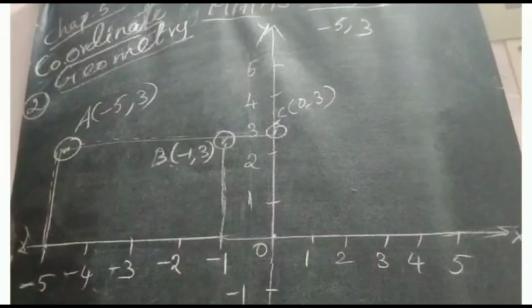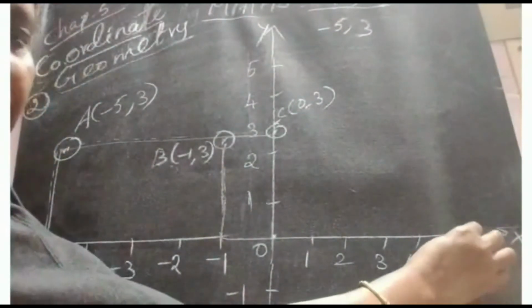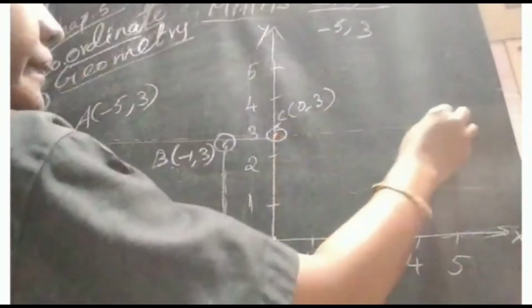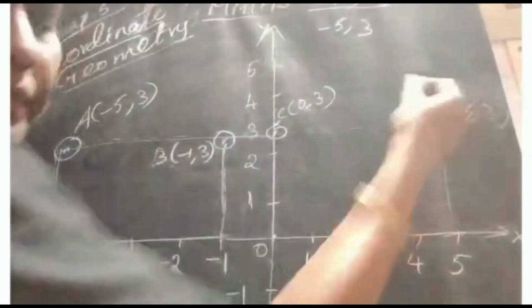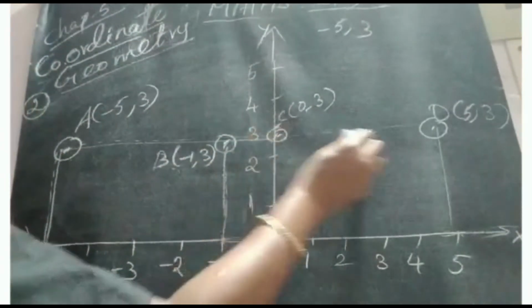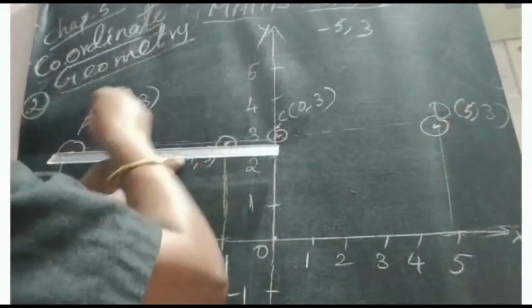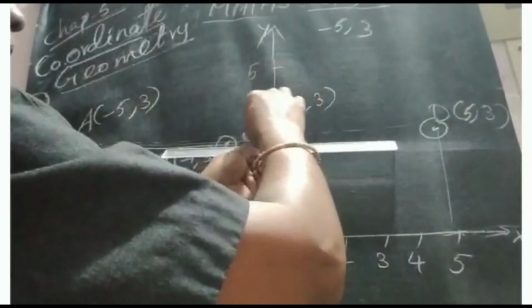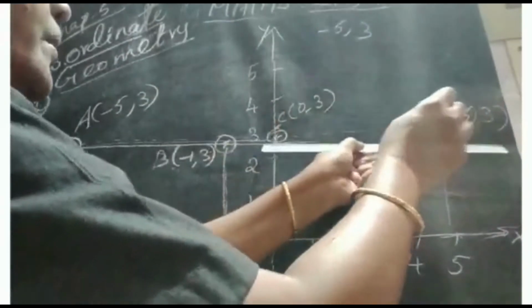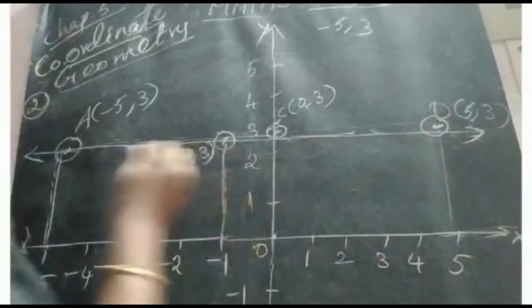Next one, point D, 5 comma 3. Where is it? Here in the x axis, plus 5 and 3. Here you can mark the point D, 5 comma 3. Now these are all the 4 points, point A, point B, point C, point D. By using your ruler you can join all these given points. You can extend the line and put an arrow mark on both sides.